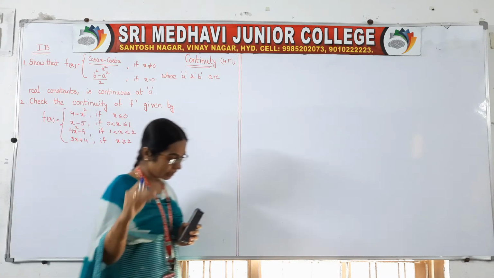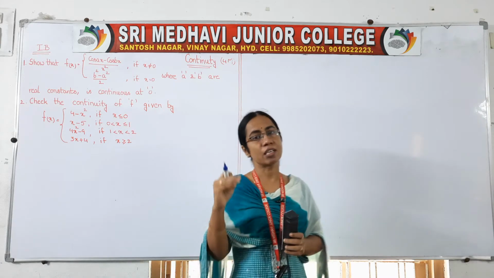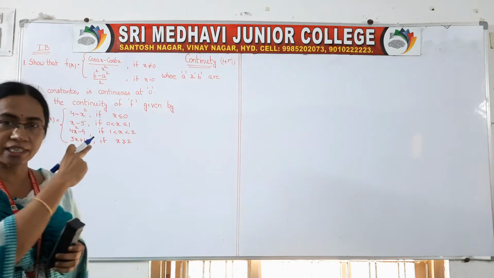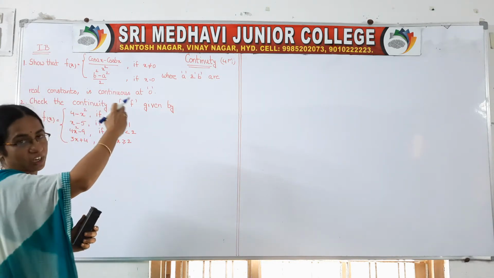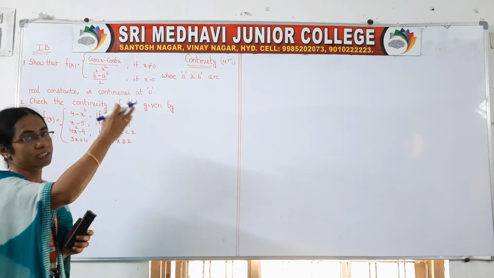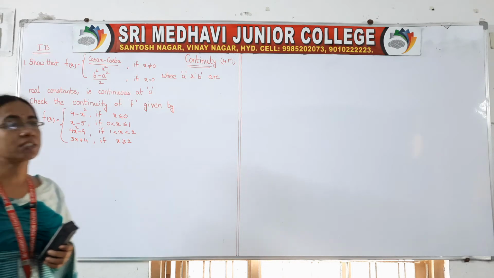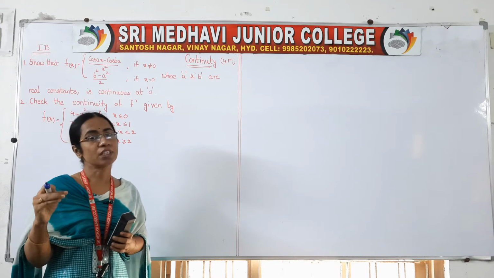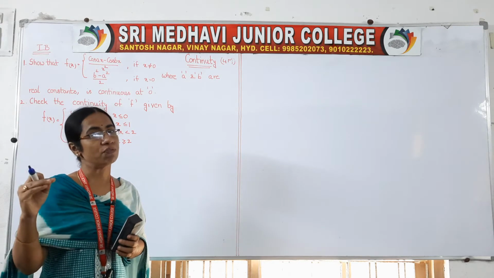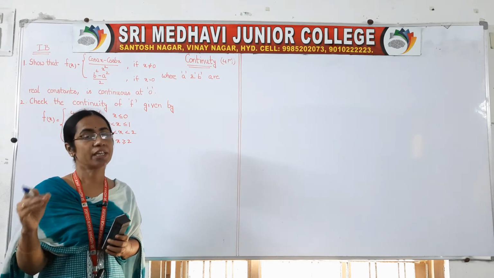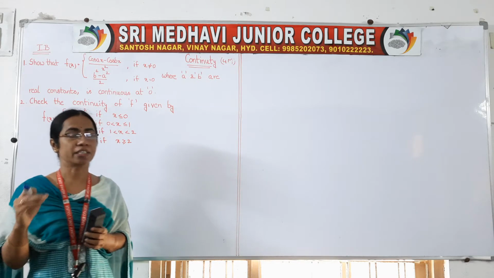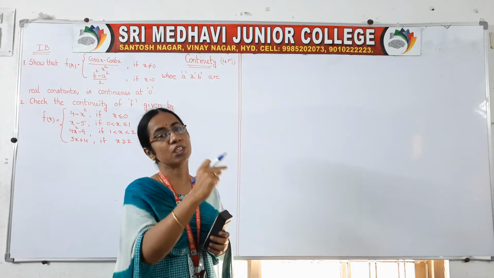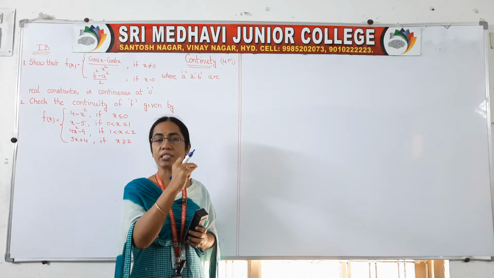So what I said, when we can say the function is continuous, I said it must be defined at that point. Yes, function is defined means it is given by one equation, right? And next the limit must exist. After that, limit x tends to a, f of x must be equal to f of a. Then we can say that the function is continuous at a, right? Here we have to prove that this function is continuous at 0.